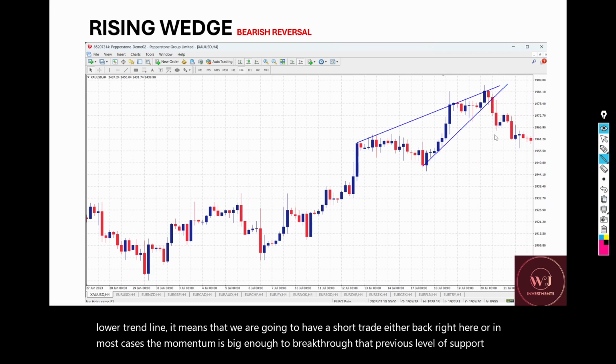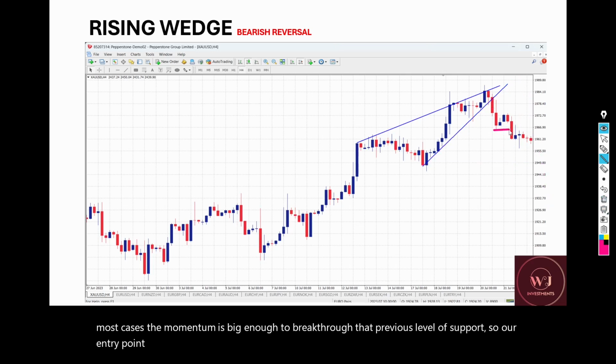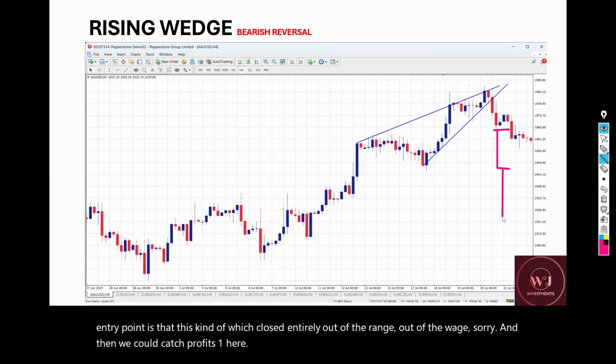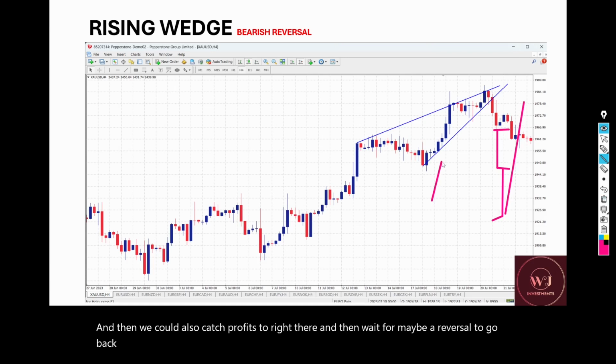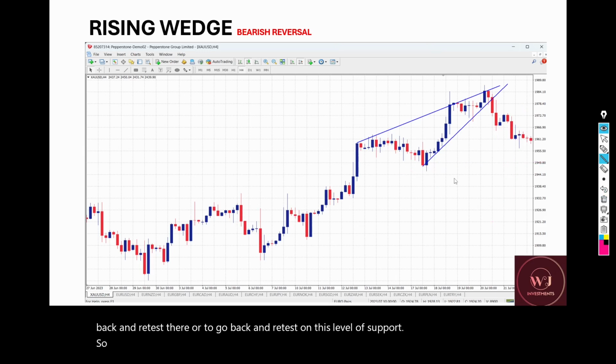So our entry point is at this candle which closed entirely out of the range, out of the wedge, sorry, and then we could catch profits 1 here, and then we could also catch profits 2 right there, and then wait for maybe a reversal to go back and retest there, or to go back and retest on this level of support. So that is for the trend reversal.